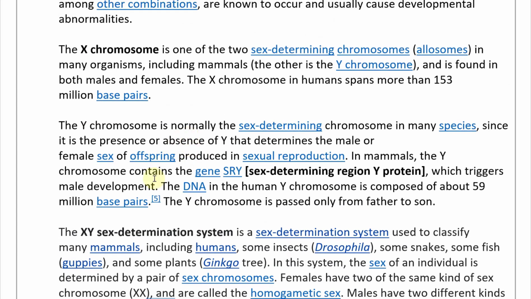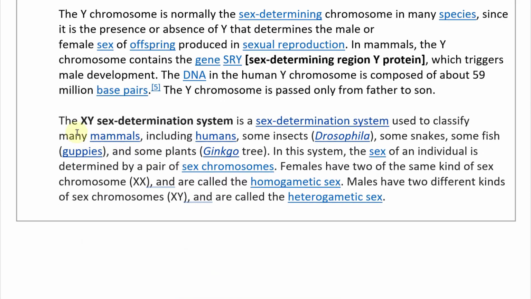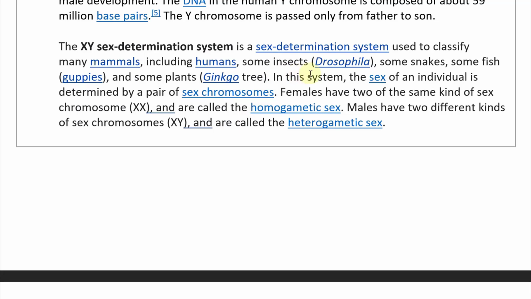And let's go further. Let's read up on the XY sex determination system. The XY sex determination system is used to classify many mammals, including humans, some insects such as Drosophila, some snakes, some fish such as guppies, and some plants, such as the ginkgo tree. These all use the XY sex determination system.